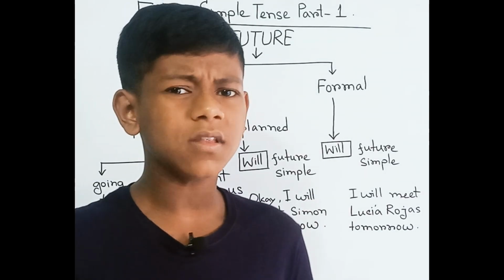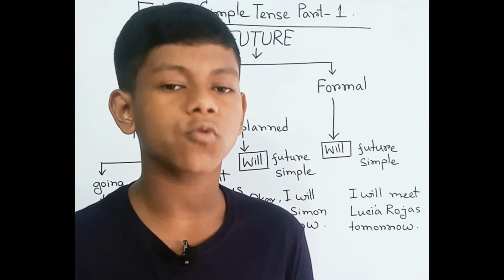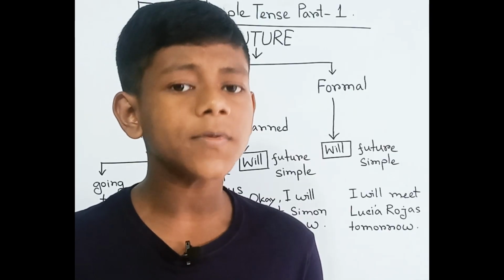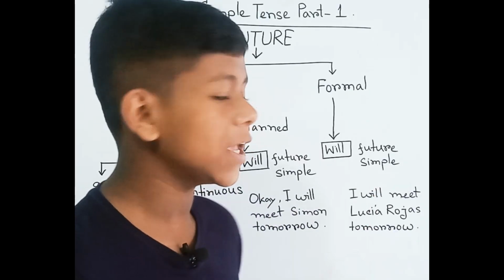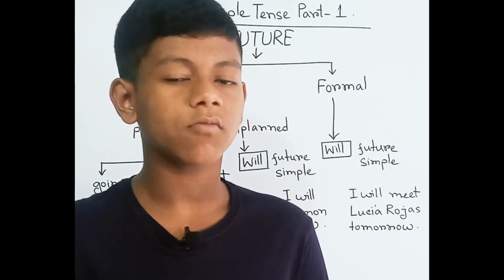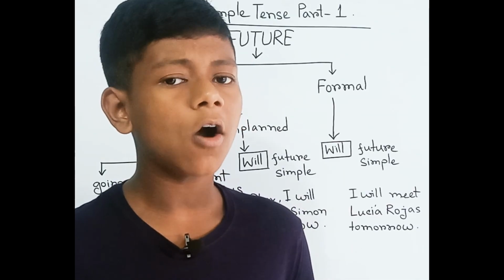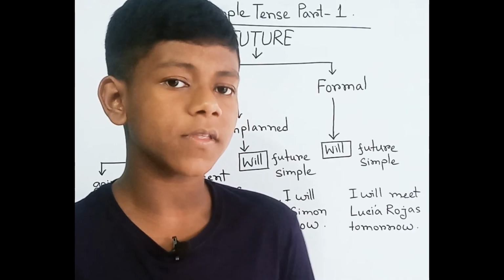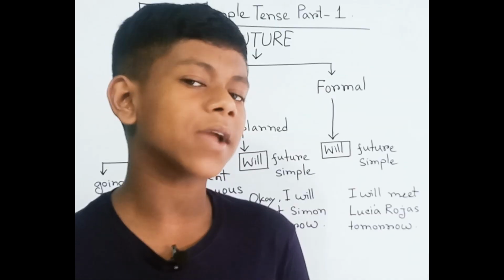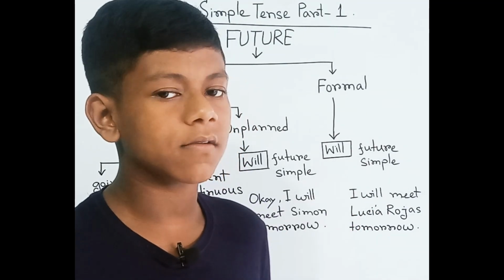But what does formal mean? In which situations do we have to use it? Formal is used with will. It is basically used in offices, in respectful places, and in academics. Sometimes it is also used in conversations, for example when you don't know anyone, and also with a respected person. At that time, we use will in the formal way. So we have already understood the formal.